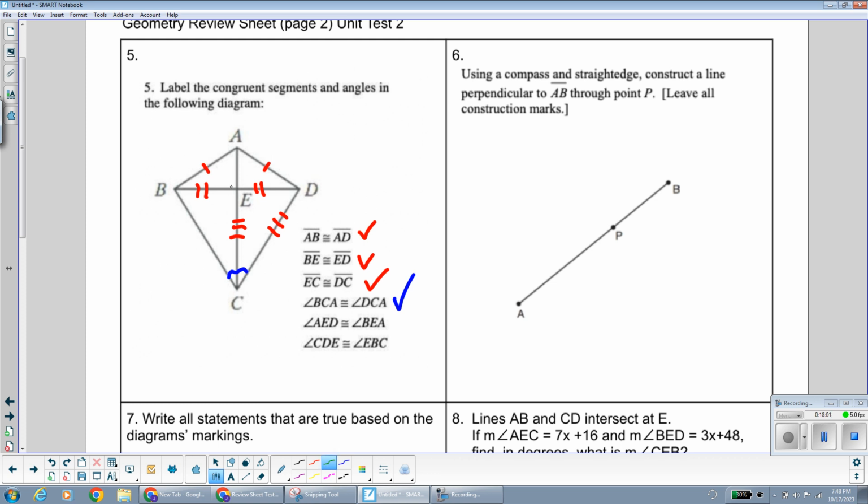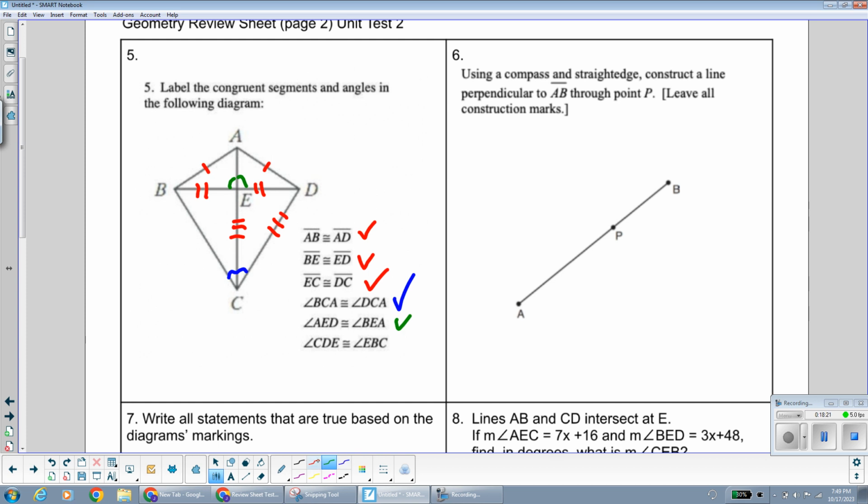Angle AED is congruent to angle BEA. Be careful, do not conclude that these are right angles. It does not anywhere say that these are perpendicular. I cannot draw that conclusion, even though it looks like it. Do not mark those as right angles unless you have a reason to believe that.